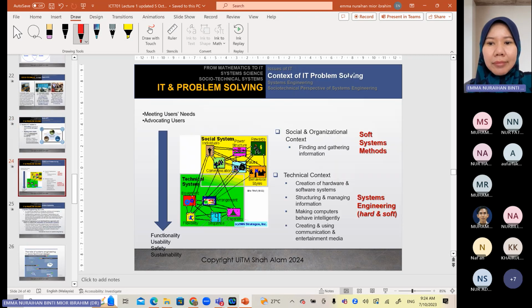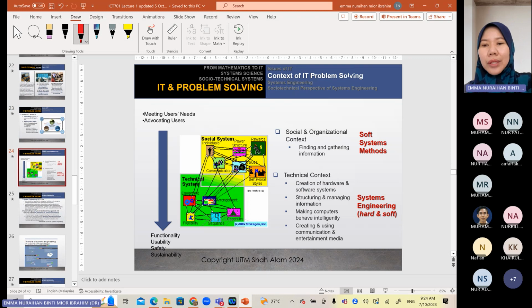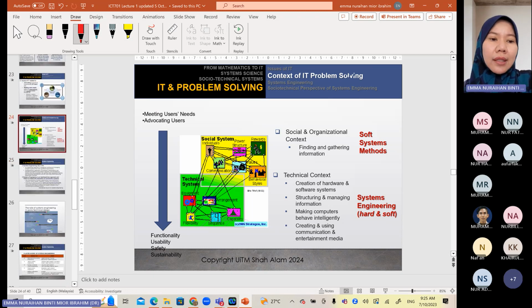Okay, so once you know what is socio-technical system, within that context of socio-technical system too, you also learn about social and organizational context, finding and gathering information, which is how you gather your requirements to make up a good socio-technical system. Okay, you're going to use soft system methods, and the technical context, you use system engineering, hard and soft problems, how you address that. This we will go later into your next lecture.